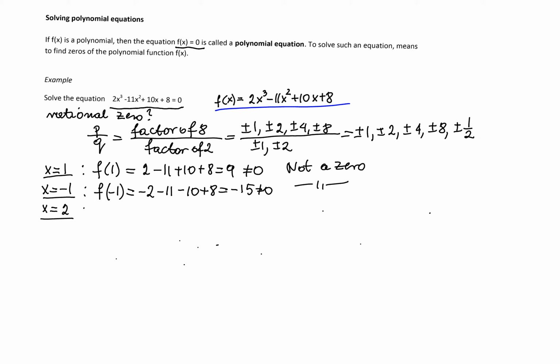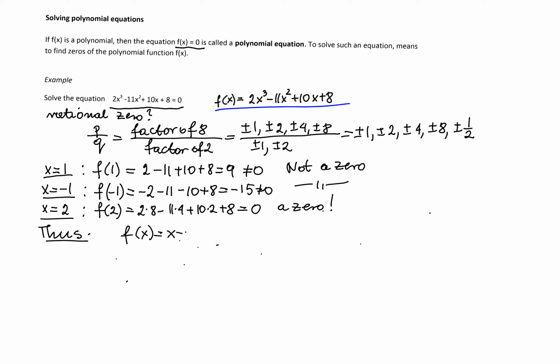x equal 2. If x is equal to 2, f of 2 is going to be 2 times 8 minus 11 times 4 plus 10 times 2 plus 8, and this is 0. So x equal 2 is a zero. And therefore, we can write my function f of x, or the polynomial, as x minus 2 times q of x, where q of x is the quotient when dividing f of x by x minus 2.